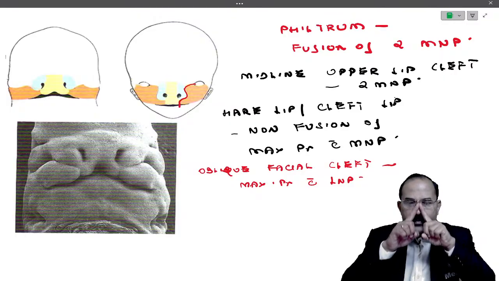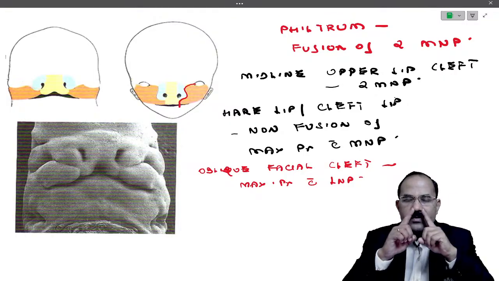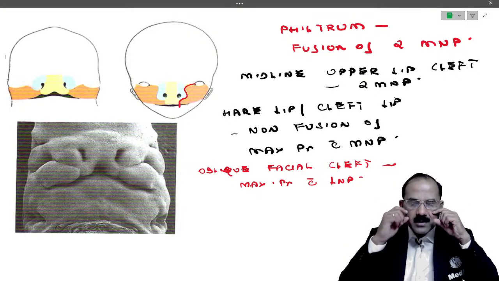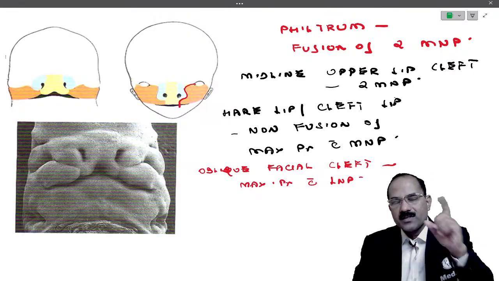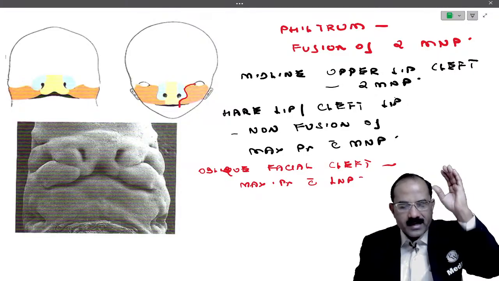The maxillary process fuses with the medial nasal process. If it does not fuse, you get a hair lip or a cleft lip. Maxillary process fuses with the lateral nasal process. If it does not fuse, you get an oblique facial cleft.